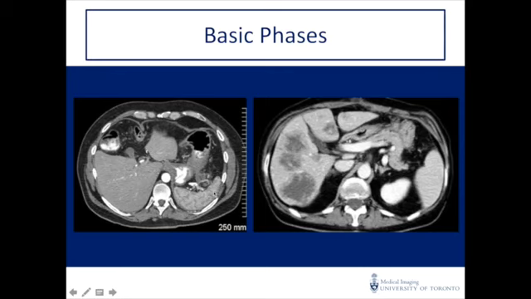It's normal. On the right here we have an image that was taken in portal venous phase. The portal vein, which is here, is bright. You'll notice that the spleen here is homogeneously enhancing. The portal venous phase is what we use for general abdominal scans because it helps evaluate most of the abdominal organs the best.